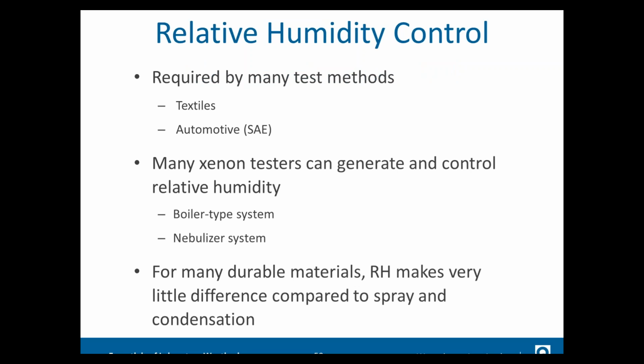Relative humidity control is required in some test methods. Textiles use it because a lot of them are not subjected to direct spray, but automotive test methods tend to use it just to reduce variability in tests run in different locations. Xenon arc testers can generate it different ways. Boilers or steam generators, nebulizers, atomizing spray, those are all ways that people will create relative humidity in chambers. But for most durable materials, particularly if you have spray or condensation in the test, relative humidity isn't really important.